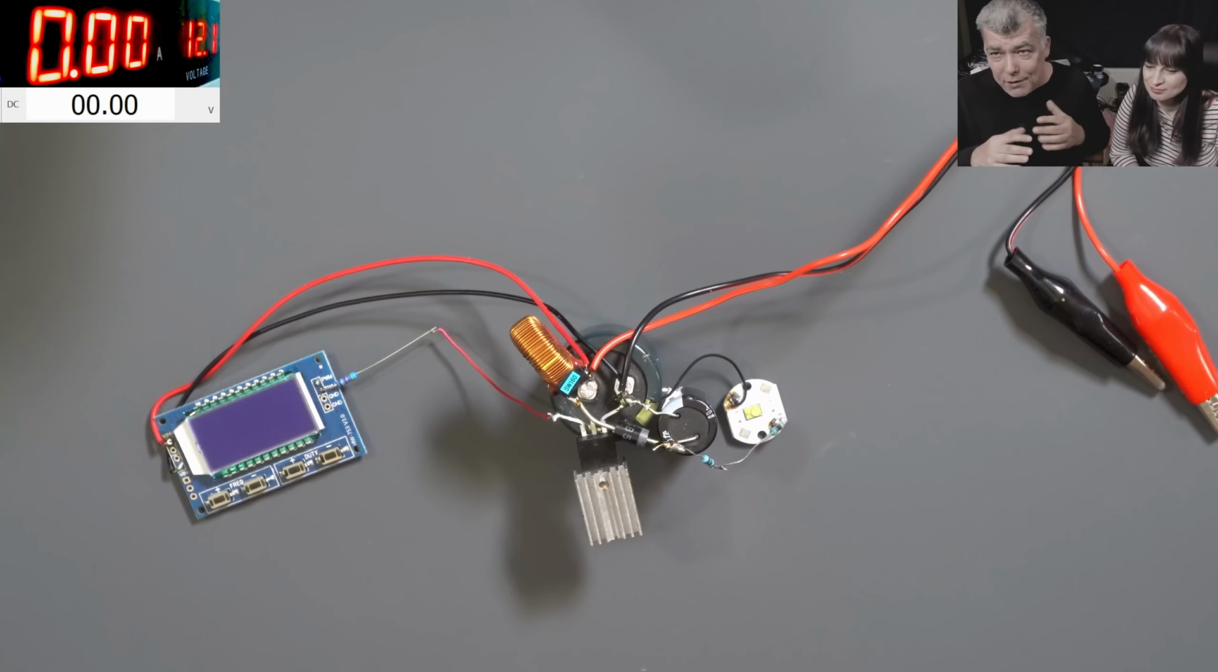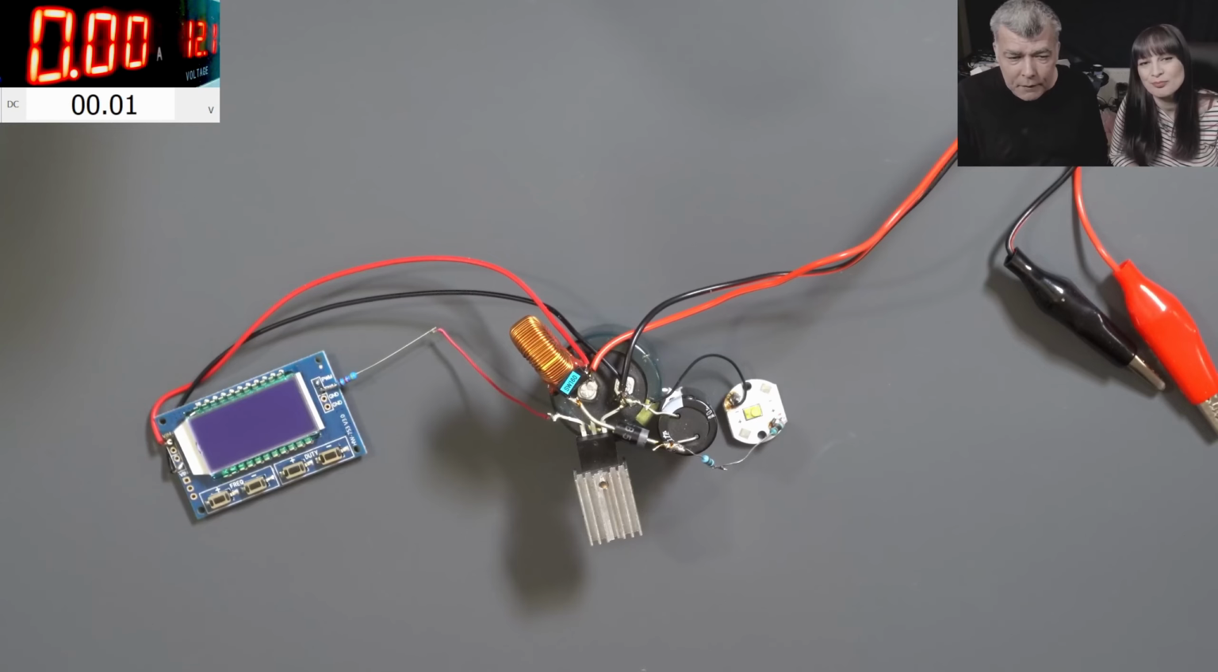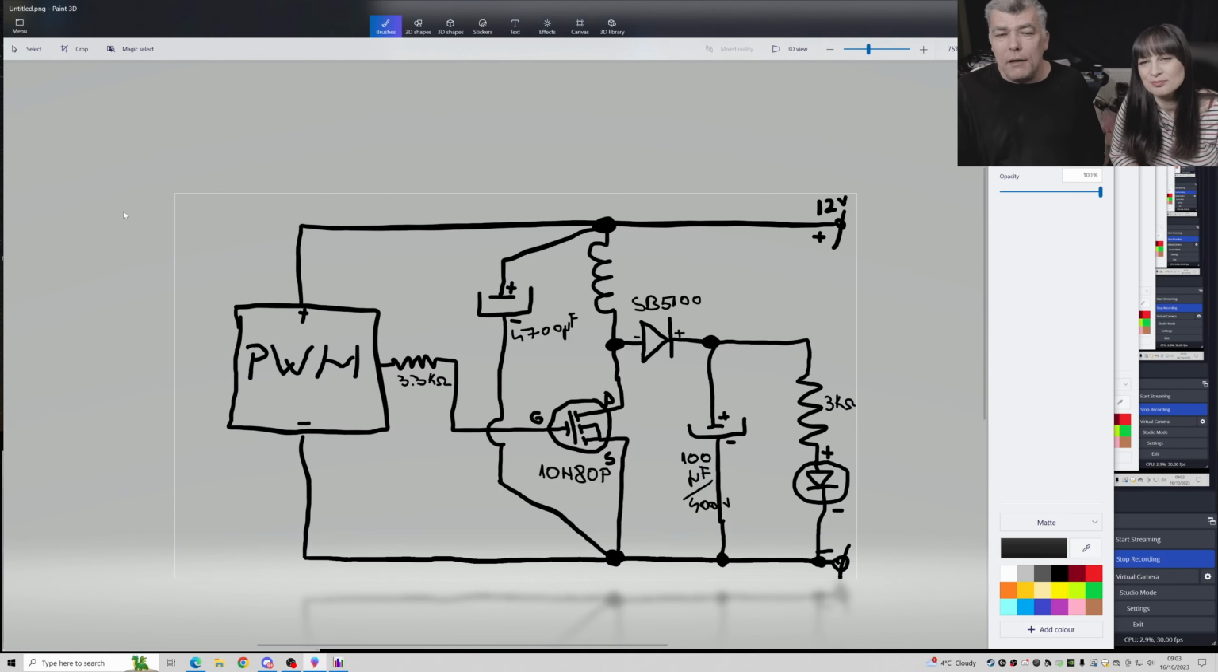I optimized the schematic a little bit, yeah? So this is our current boost converter. What I modified exactly: I added a resistor in series with the PWM signal generator, just to be sure in case something bad happens, we are not burning the PWM signal generator, yeah? That's everything.